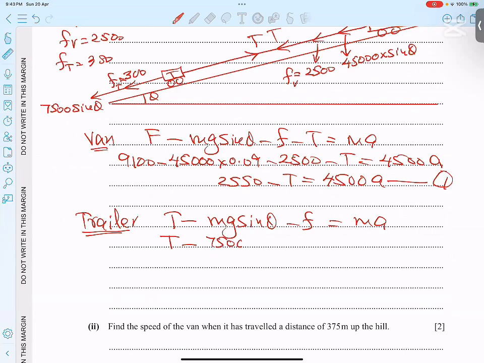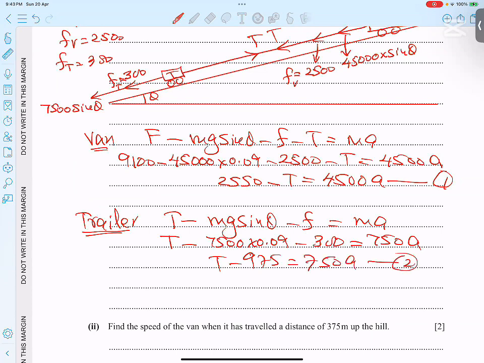750, one more zero, into 0.09, and friction is 300. Mass is 750. Acceleration I don't know. So I'm going to type 7500 into 0.09 and minus 300. Wait a minute, I have to type both carefully with a negative sign. So I'm getting here tension negative 975 equal to 750a.